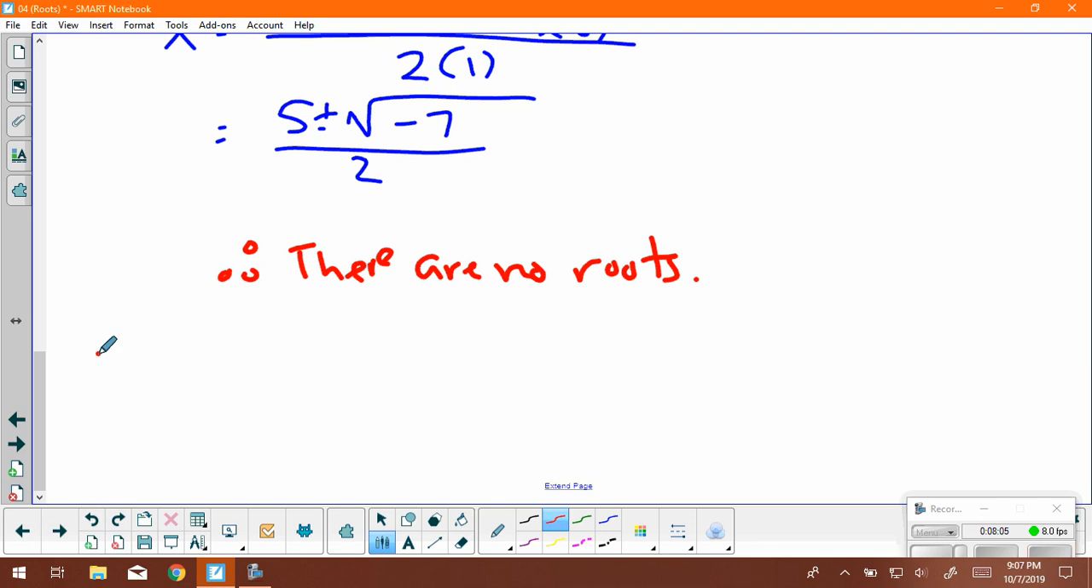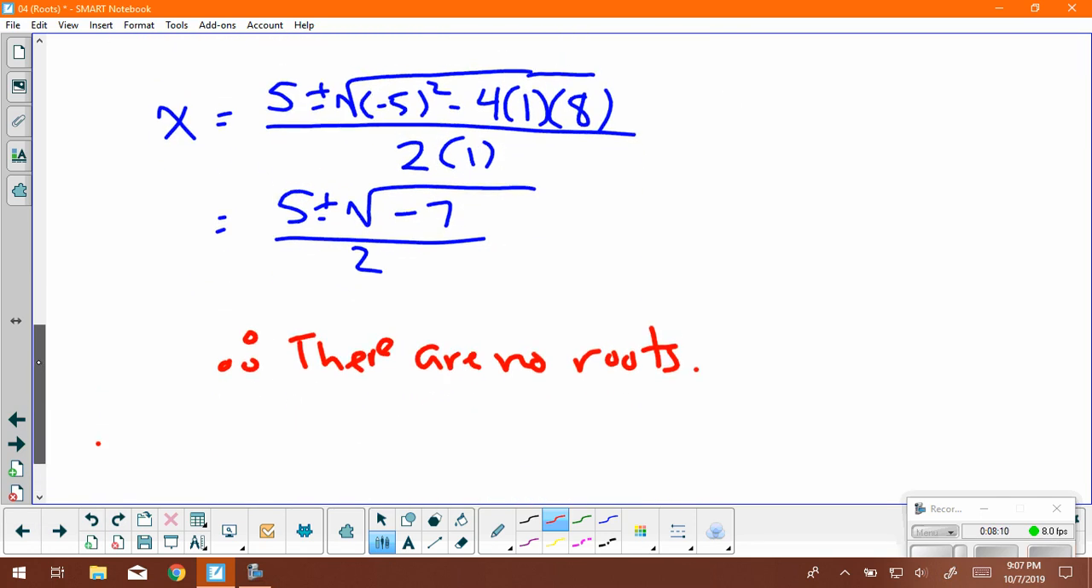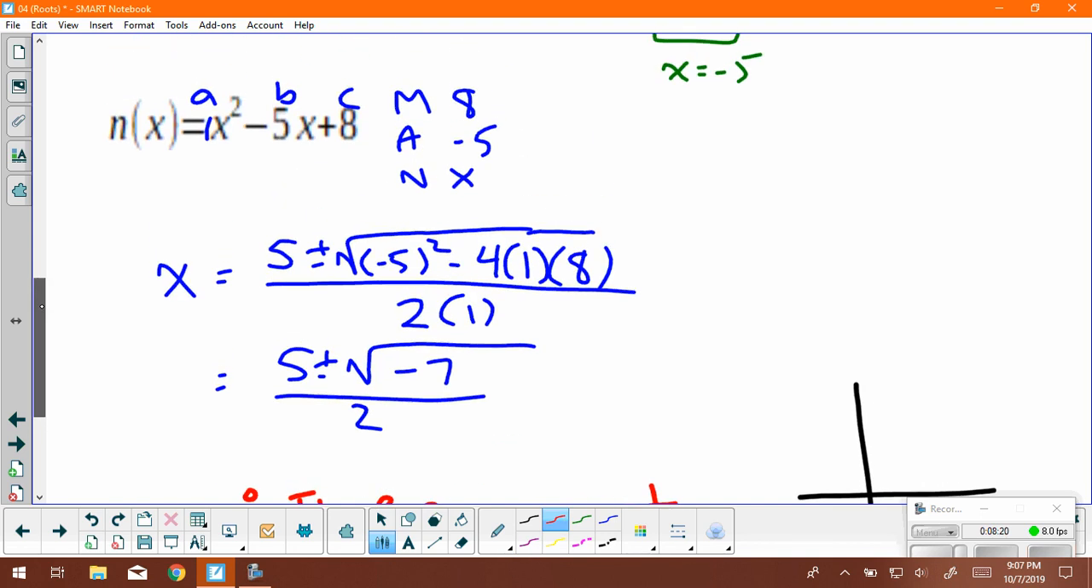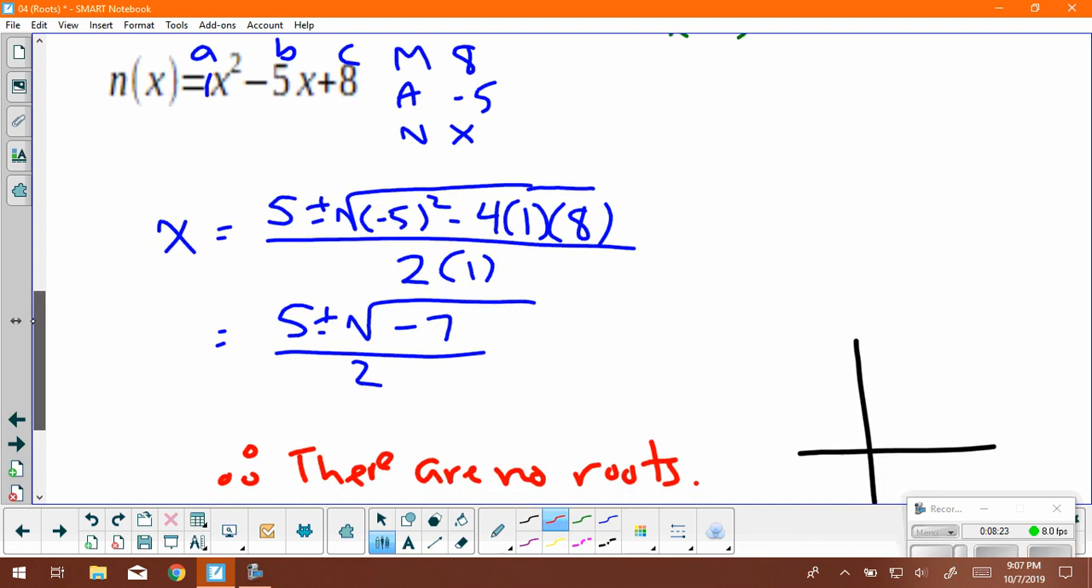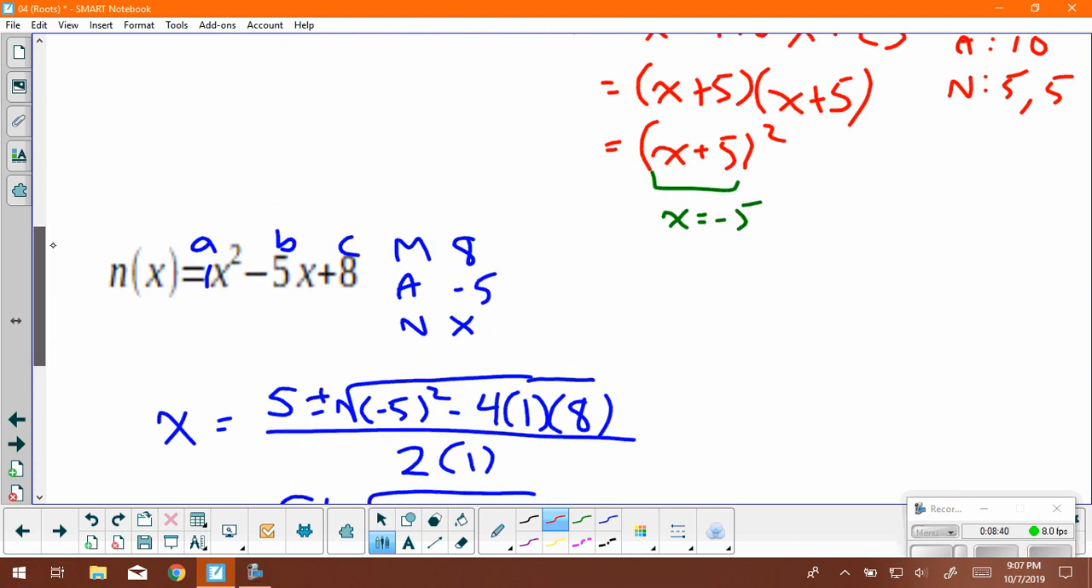So before we go on to the next thing, just to recap here. For no roots, what does that look like on a graph? If it has no roots, that just means our parabola doesn't cross the axis. This was positive for a, so it opens up. So it just means that for whatever reason, the vertex of this parabola is above the axis. So maybe it looks something like that. I'm not going to worry about figuring out exactly where it is right now. So that's what it looks like when it has no roots.